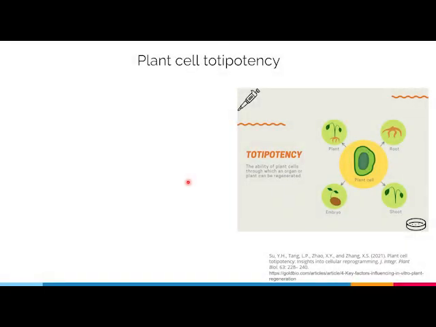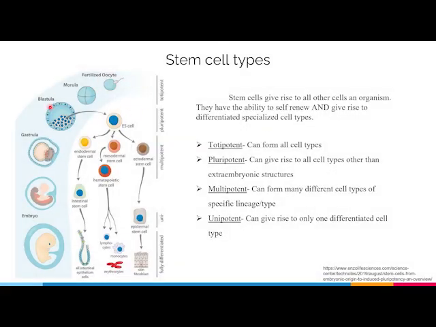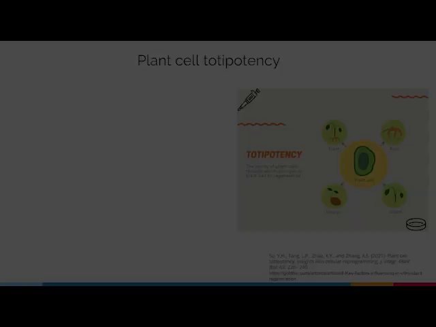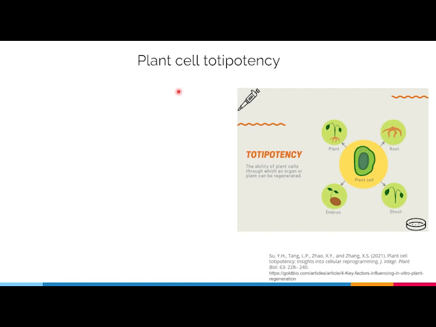So we move on to the question itself, which is plant cell totipotency. What is the totipotency of plant cells? The thing is that, as we can see, this one is an animal cell embryo. And that is why the totipotency, as you can see, ends at the morula stage. After that, everything is pluripotent or lower. But a plant cell is totipotent.